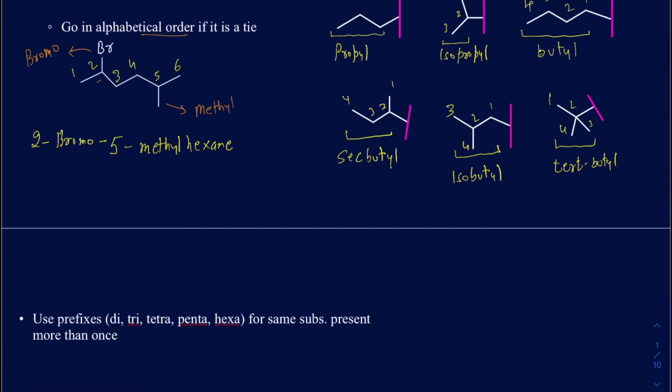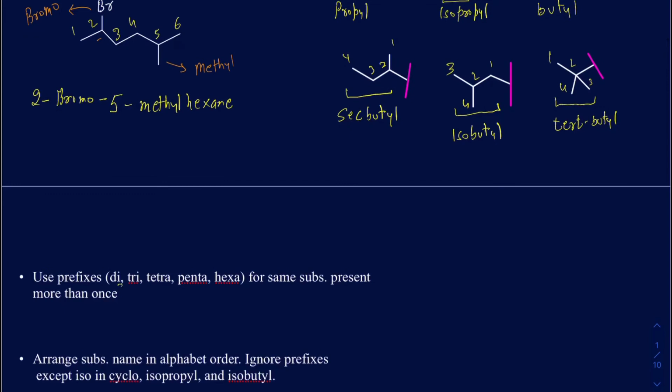If you do have multiple substituents where you're going to be using di, tri, tetra, then you're not looking at those prefixes for the alphabetical order. So you arrange all the substituents in alphabetical order, except if you have iso. Okay, except if you have iso. I'll except if you have cyclo, isopropyl, isobutyl. All right, so those 3 do follow the alphabetical order.